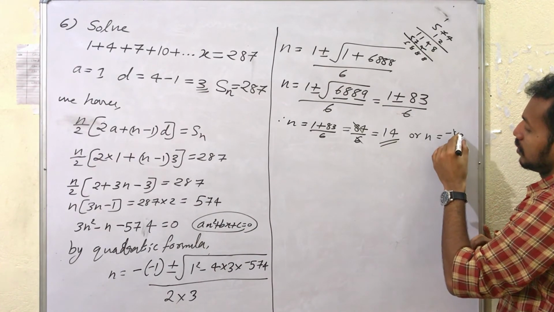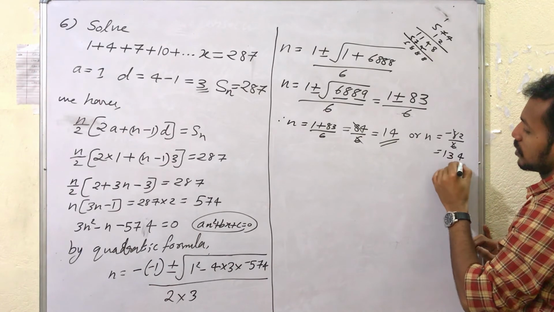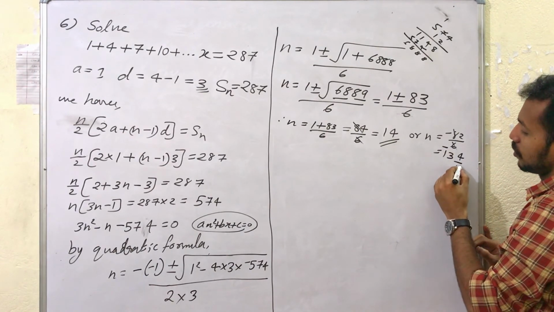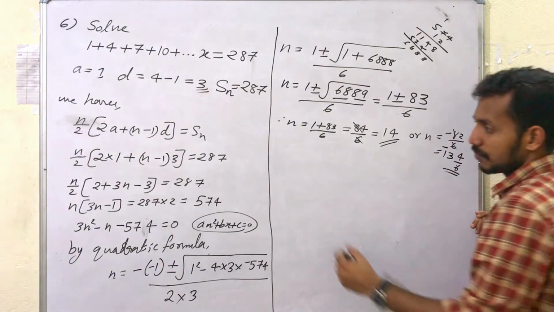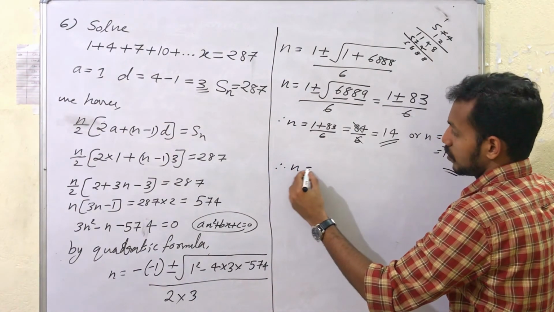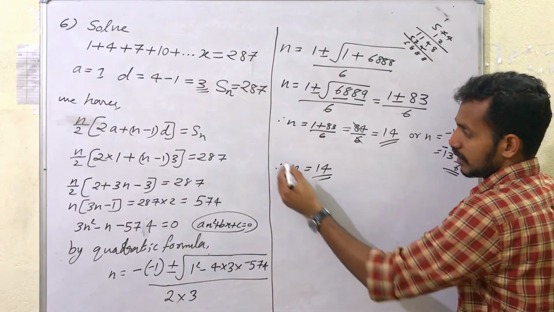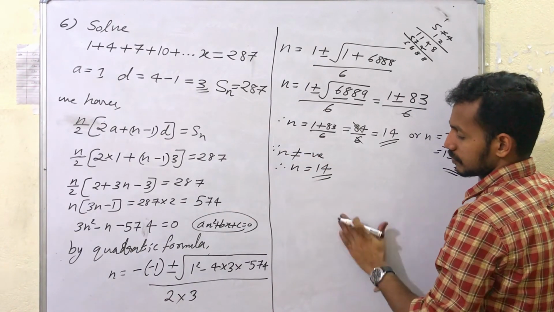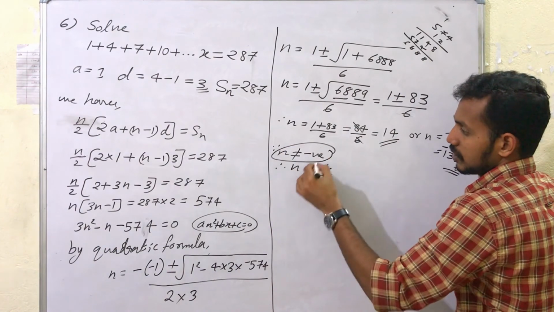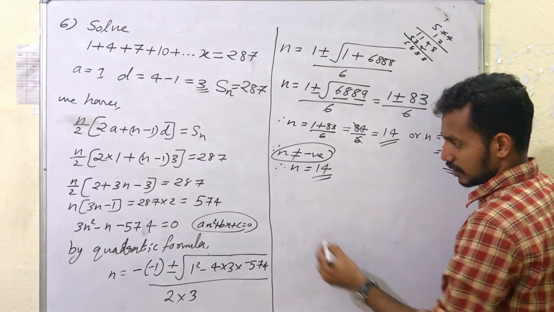So since n cannot be negative, therefore n is equal to 14. n cannot be a negative value. Okay, so therefore n is equal to 14.